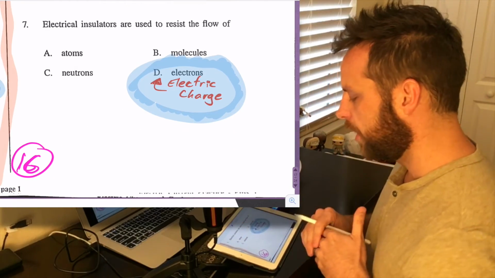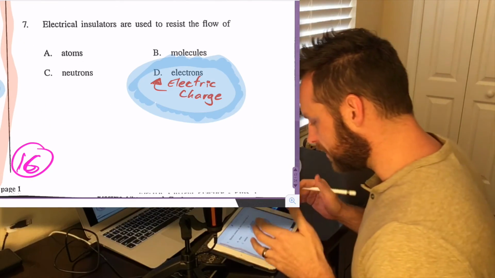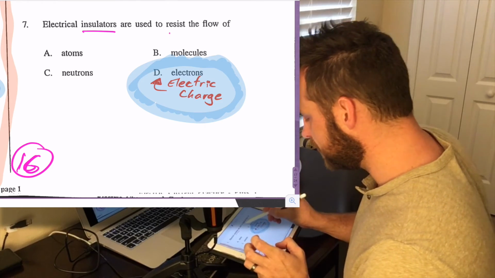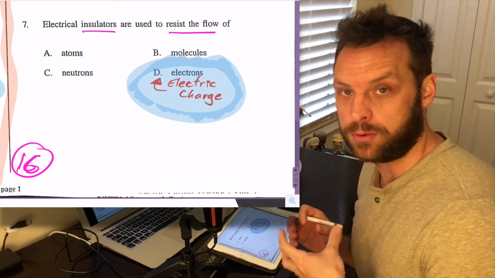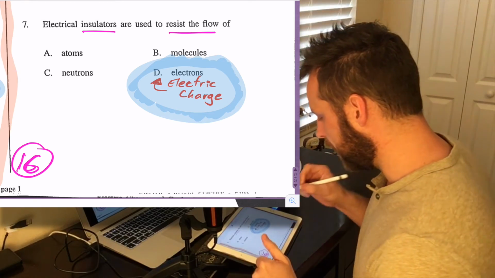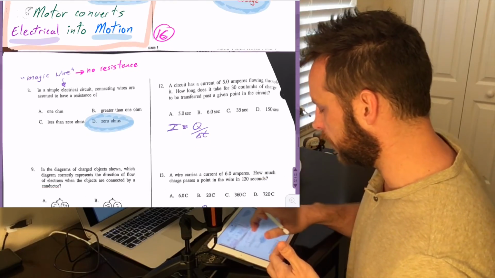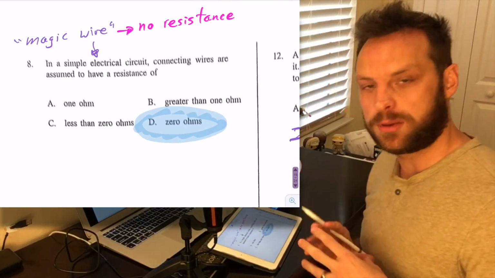Let's look at number 7. Electrical insulators are used to resist the flow of. So the best thing to say is that electrical insulators, they can hold charge, but they resist the flow of it. So charge can stick onto them, but it doesn't move around on them. And then conductors would be the opposite of that, where conductors are used to allow the flow of electric charge. Now, speaking of conductors, let's look at number 8.